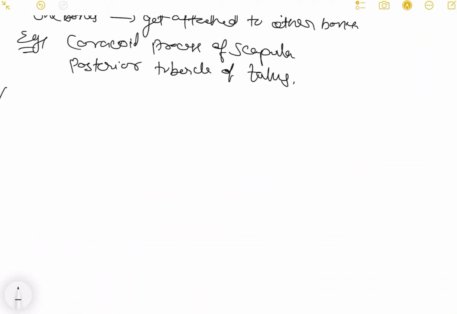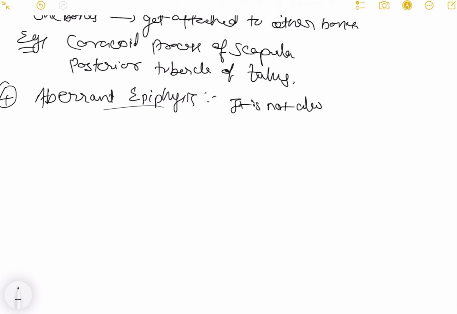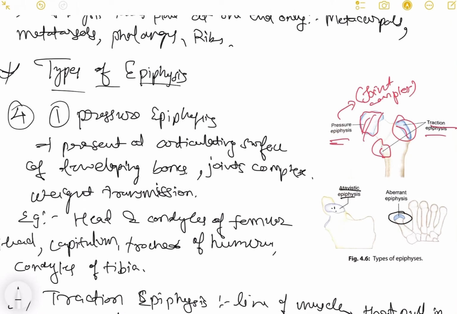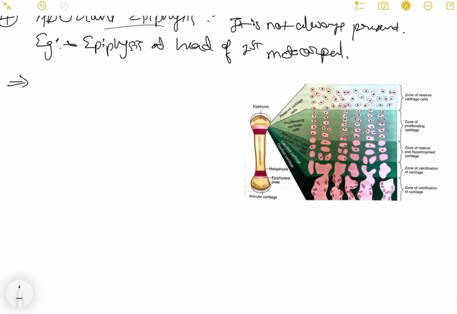Now last, aberrant epiphysis. It is not always present. It is not necessary that this type of epiphysis will always be seen, but examples are epiphysis at head of first metacarpal, where aberrant epiphysis is. You can see here, no? Aberrant epiphysis. So this is about it.